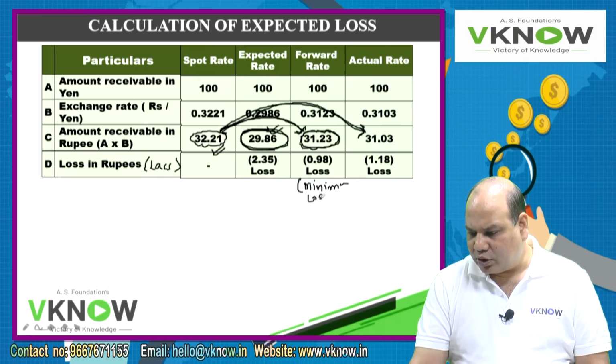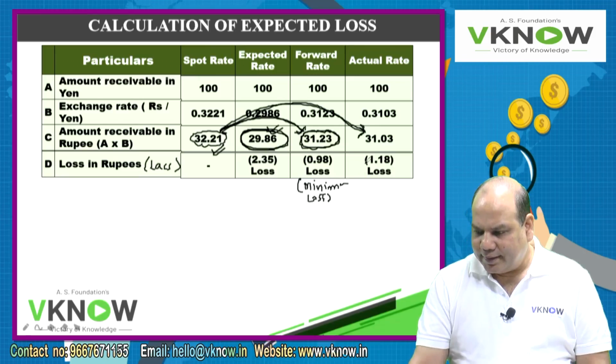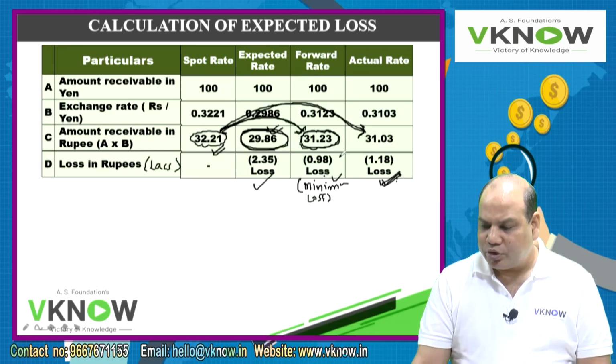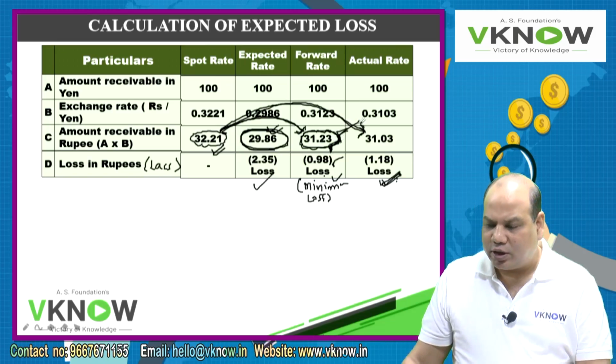When you take a forward contract, if you do not hedge, this is the loss. If you hedge, this is the loss. Actual loss would have been so much if you have just waited. So the decision to take the forward cover is justified because if you compare the losses, the loss is minimum. If you compare the rupee inflow, the rupee inflow is higher in the case of forward contract.